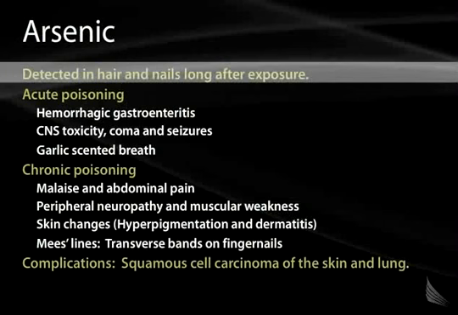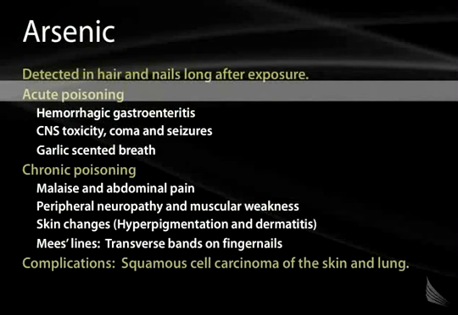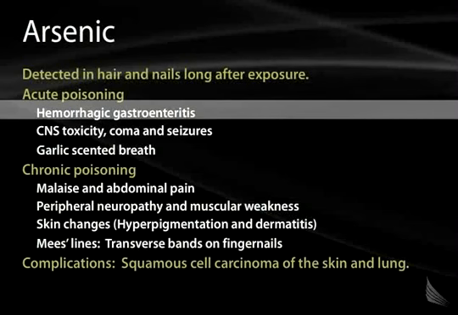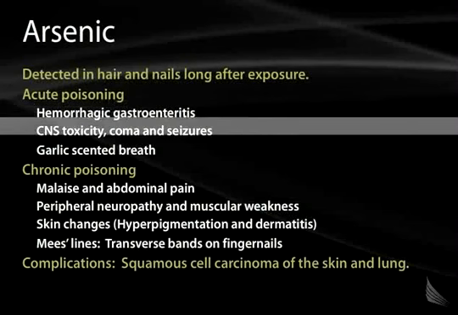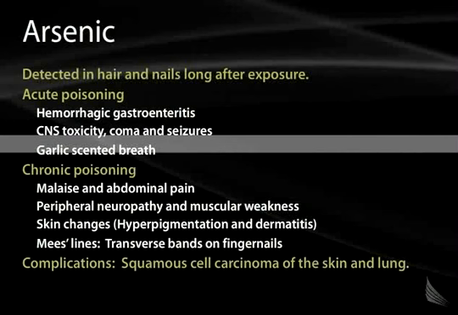Arsenic is a famously used poison. Remember that it can be detected in hair and nails long after exposure. The acute stages of arsenic poisoning present as a hemorrhagic gastroenteritis. There is CNS toxicity with a patient developing coma and seizures. One of the ways in which this poison used to be detected, in years before we could check for it in blood, hair, and nails, was to test the patient and see if they had what was termed garlic-scented breath.